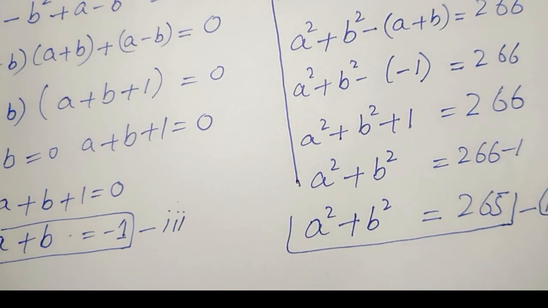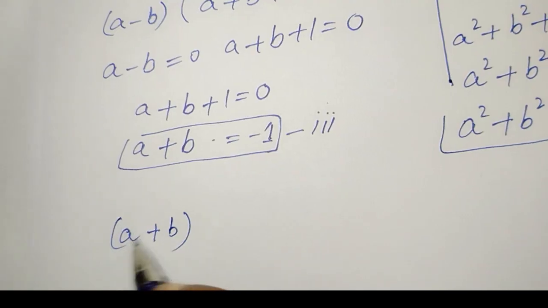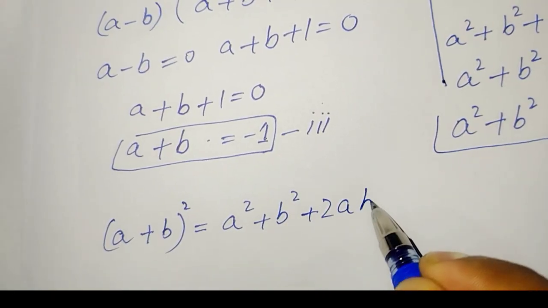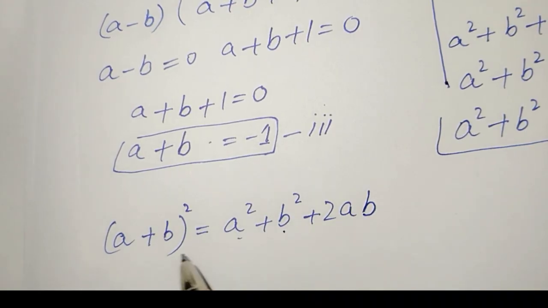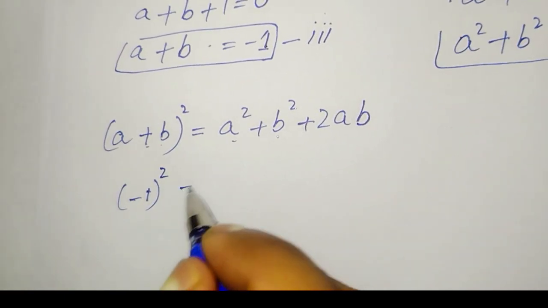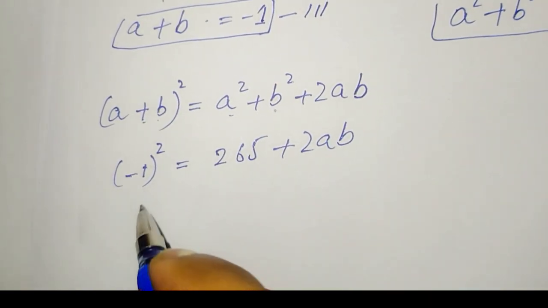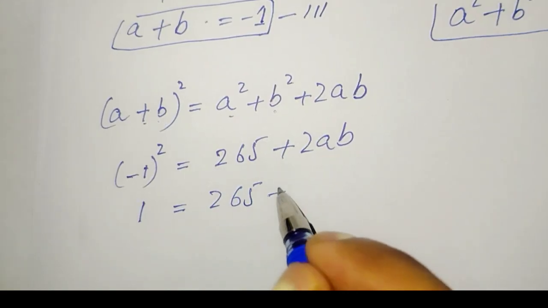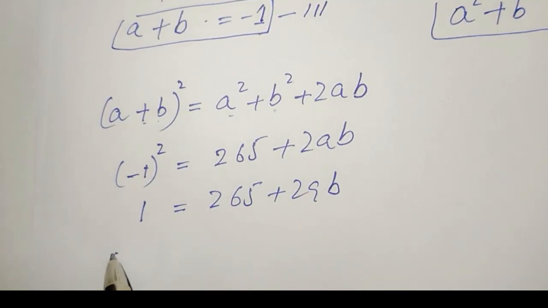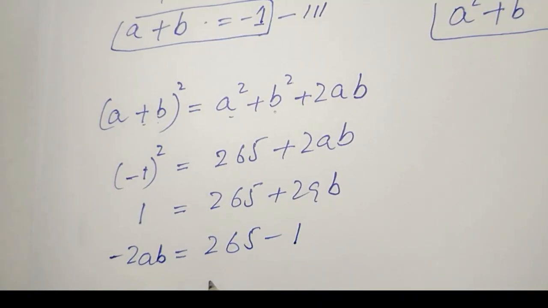Now if we remember the identity, a plus b whole square equals a square plus b square plus 2ab, and we put the values of a square plus b square and a plus b in this equation. A plus b, that is minus 1, minus 1 square equals a square plus b square, that was 265, plus 2ab. Remember that minus 1 square would be positive 1, that equals 265 plus 2ab. If we take the 2ab to the other side of the equation and 265 to the other, then it becomes minus 2ab equals 265 minus 1. Then this is left behind 264.